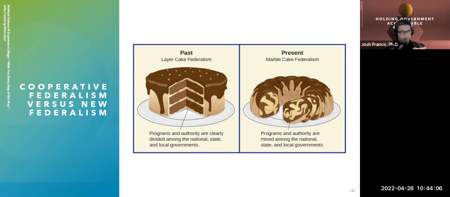But these are visual examples to demonstrate that when you have clear delineation, you can have what we call cooperative federalism. And when you have mixed authorities and powers, you have what we call the new federalism.